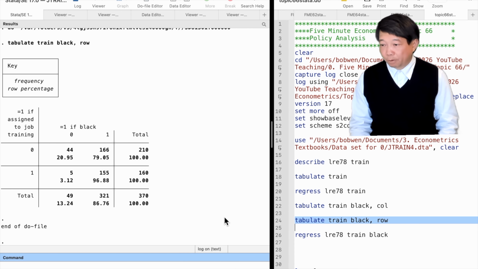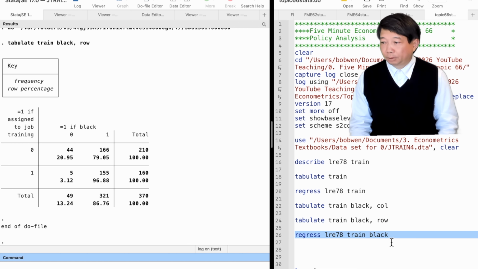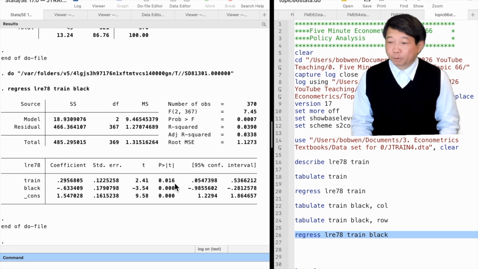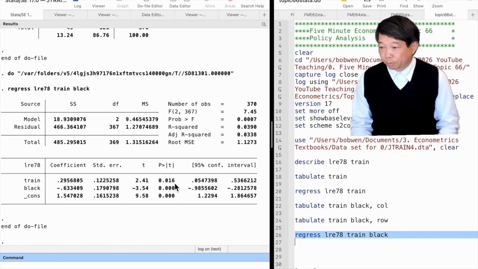When we add the dummy variable black to the model, the estimate for job training changes dramatically. It rises to 0.30, much higher than the previous estimate. Importantly, this result is statistically significant at a level as low as 1.6%, indicating strong evidence for the impact of job training on earnings. Workers who have received job training earn 30% more than their counterparts who have not, when controlling for racial factors.